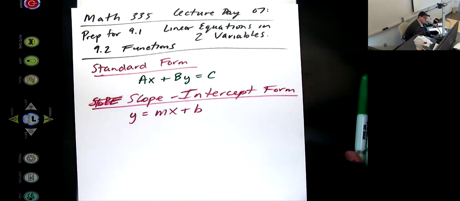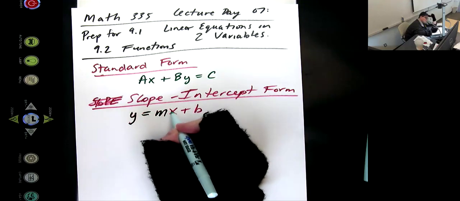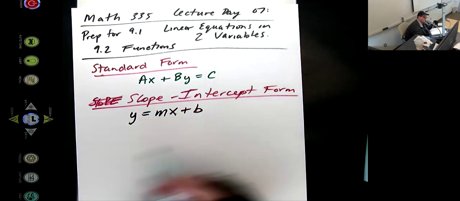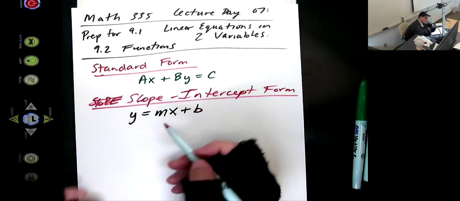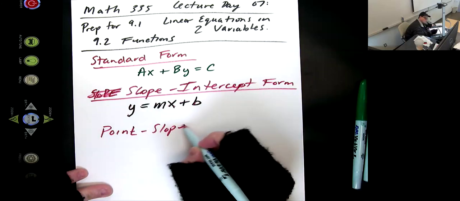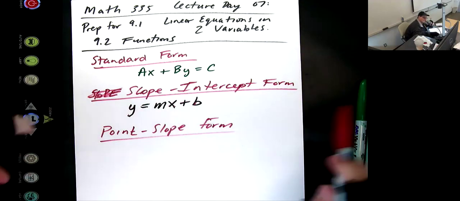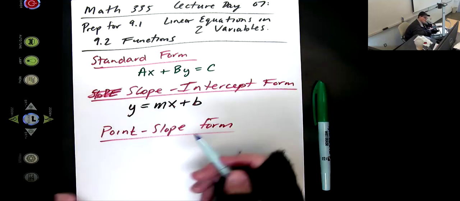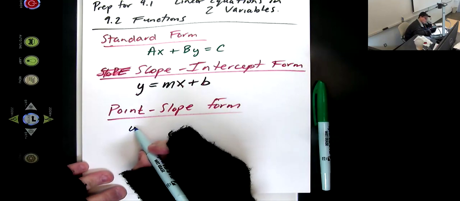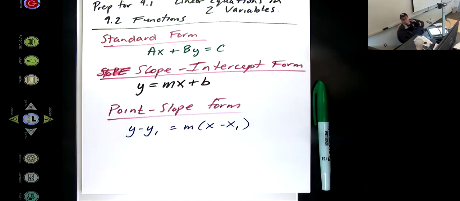And then we have, I wanted to do a different color. Let's change it so it looks different. And we have the point slope form. And this is y minus y1 equals m times the quantity x minus x1. These are all different forms of the same equation.